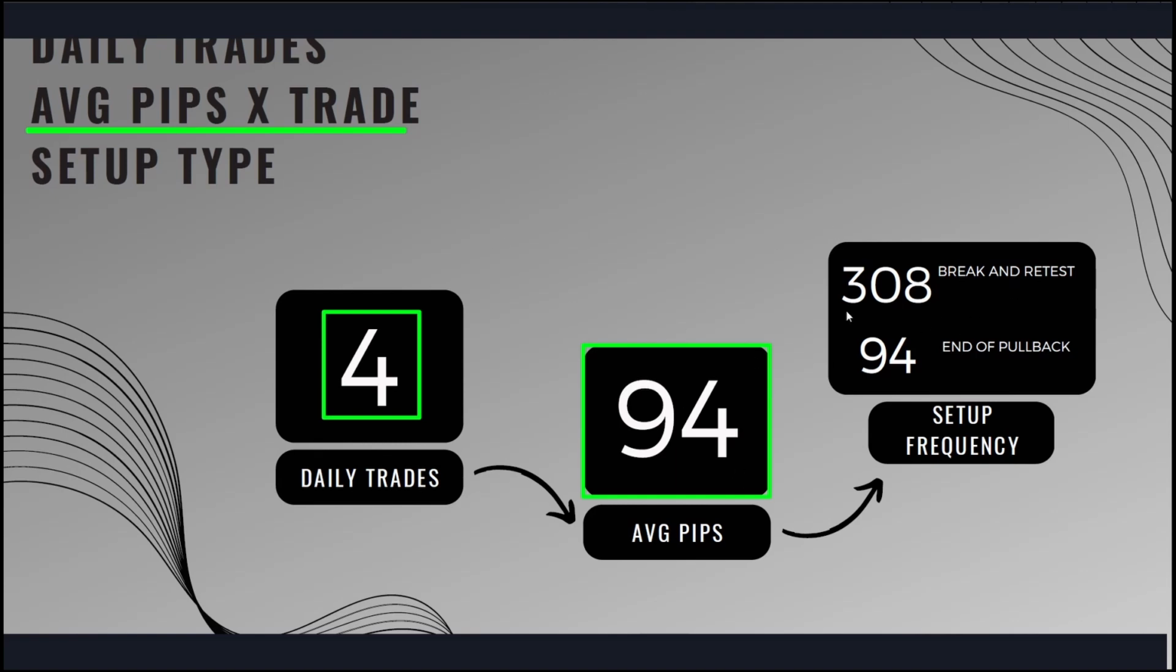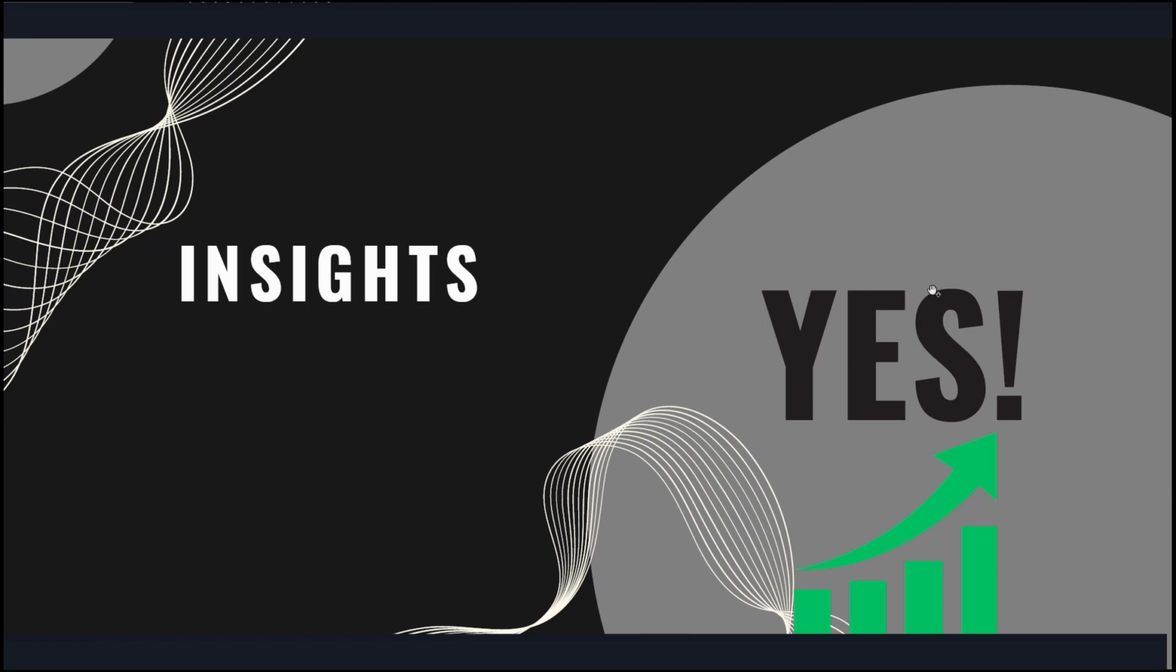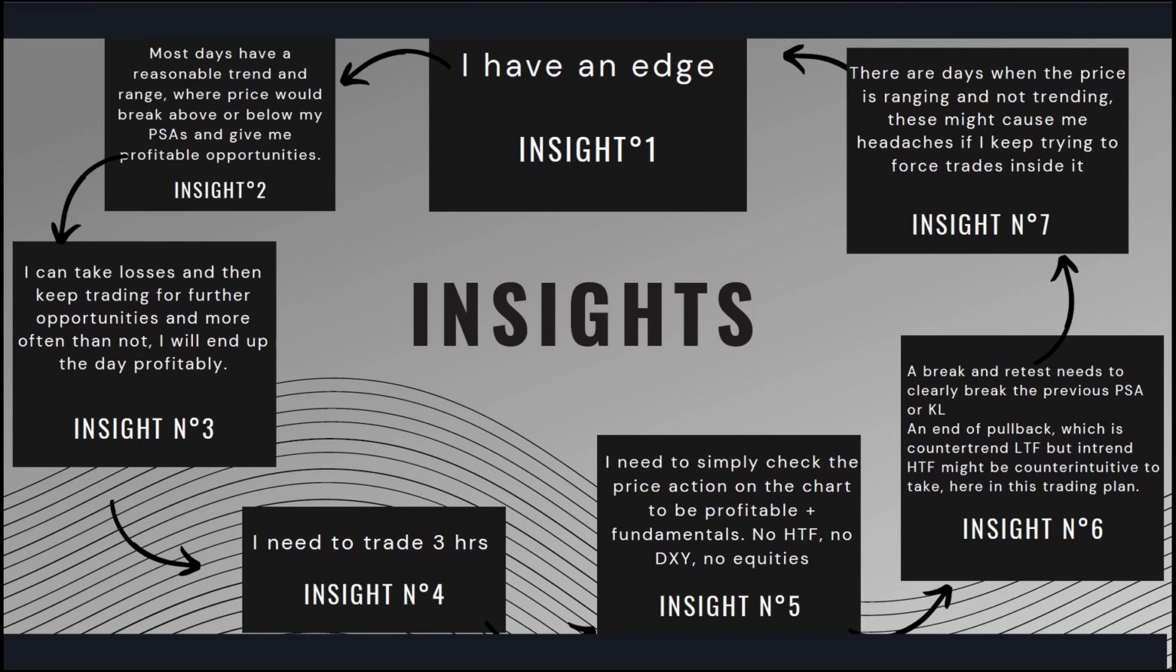I saw that most of the trades that I took were break and retest. About 30% was end of pullback, which is quite sketchy, but we're going to talk about it during the insights. So yes, this is already the answer. Yes, it's profitable. Yes, I have an edge. I found and proved that I have an edge on the market.